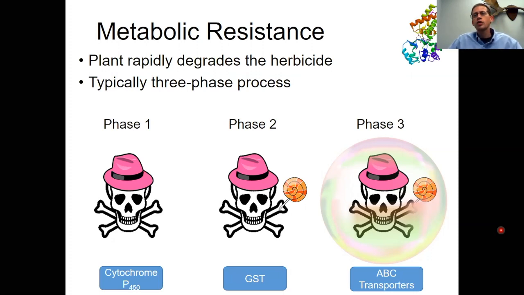A lot of these enzymes are similar in humans. However, plants typically have multiple versions of these enzymes. For example, in humans, we have maybe 60 different versions of that cytochrome P450, while plants may have about 360 versions. And having multiple versions of these enzymes means the plant may be able to metabolize more than one type of herbicide.